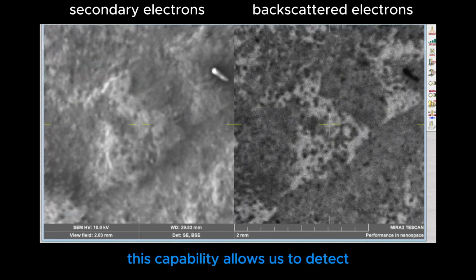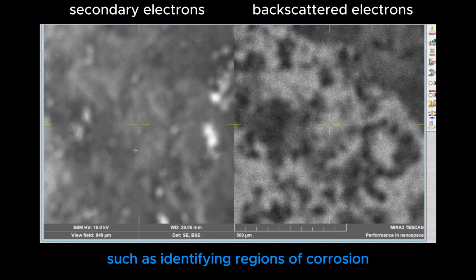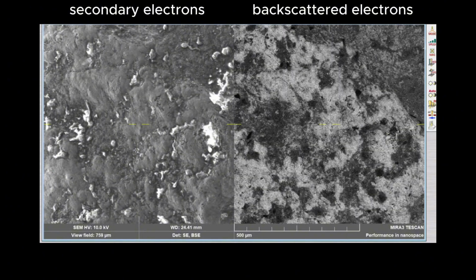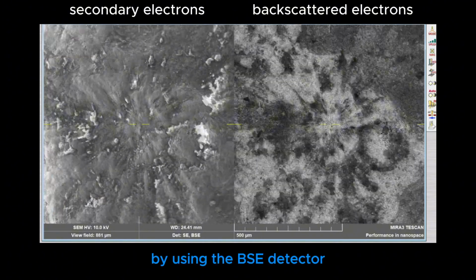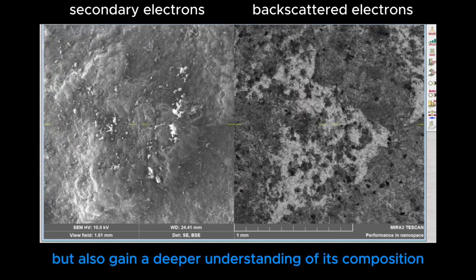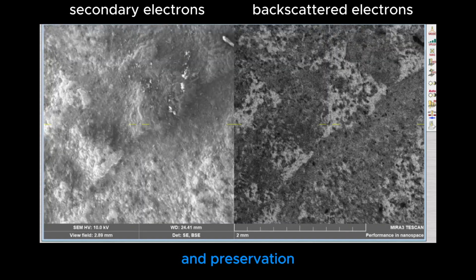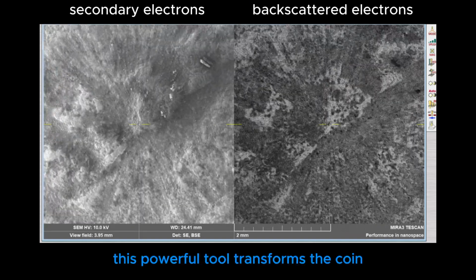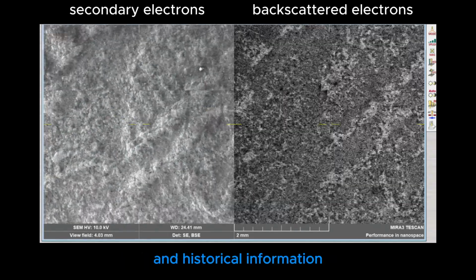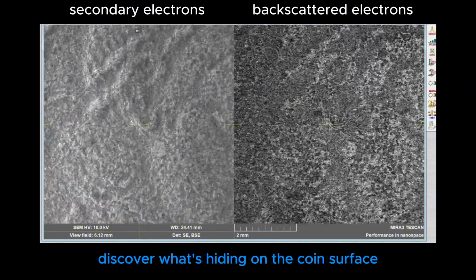This capability allows us to detect subtle variations in the coin's material, such as identifying regions of corrosion, impurities, or manufacturing differences. By using the BSE detector, we can not only map the coin's surface but also gain a deeper understanding of its composition, offering a unique perspective on its history and preservation. This powerful tool transforms the coin from a simple artifact into a rich source of scientific and historical information. Discover what's hiding on the coin's surface.